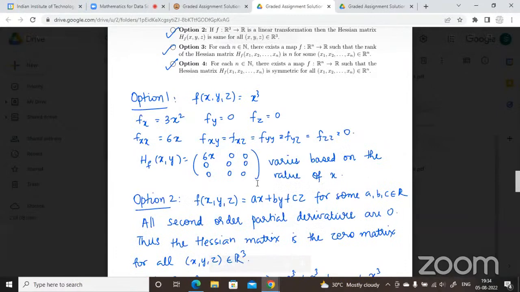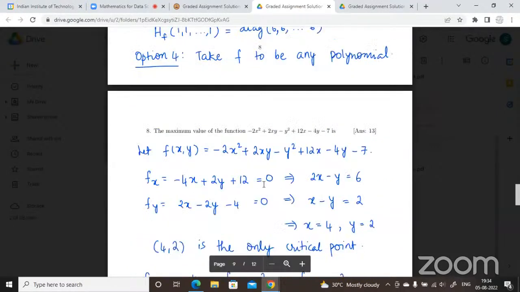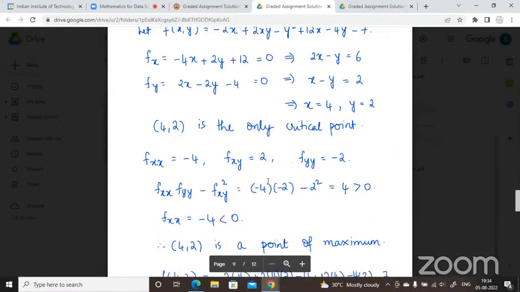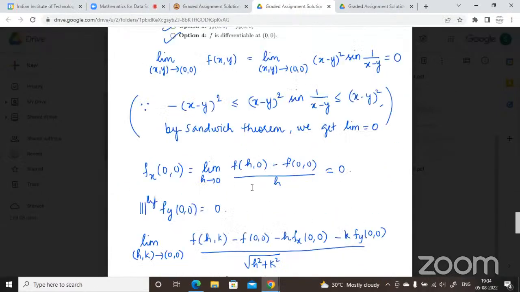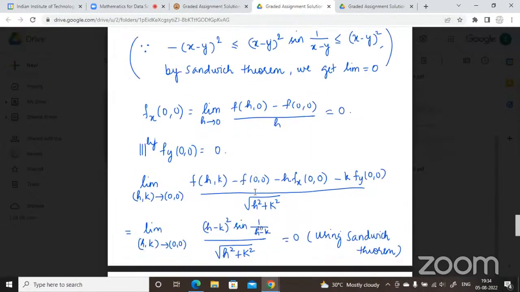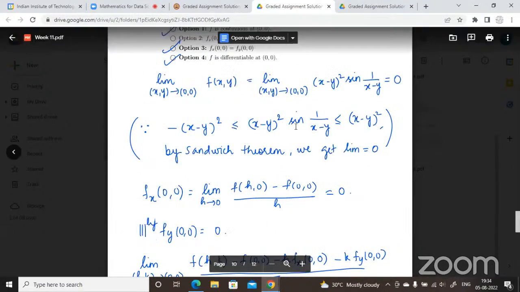Ma'am, 9. Yes, so you're getting the same limit, right? Same as what we did. Okay, so for this, it will go to 0.